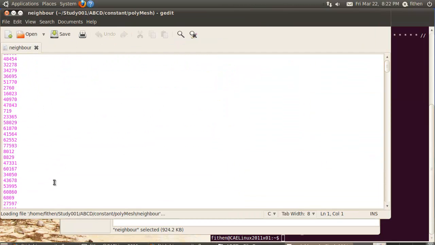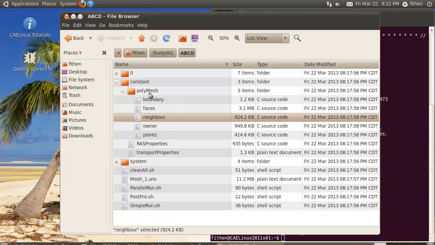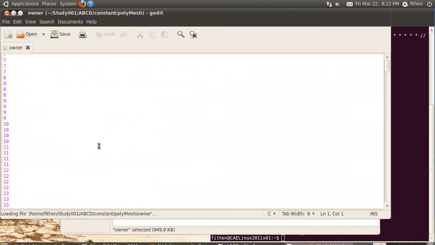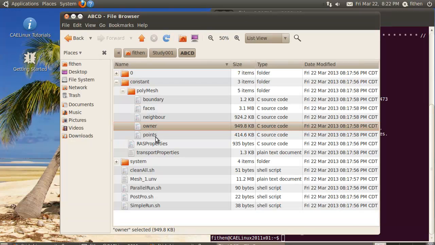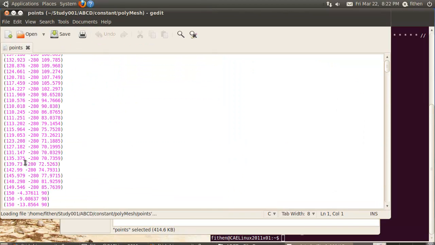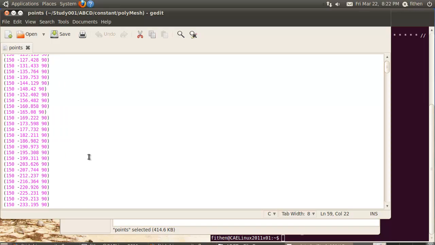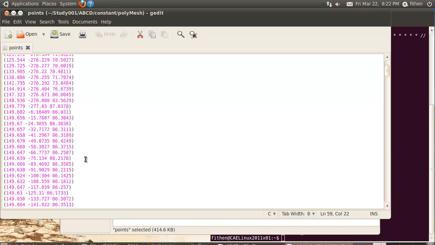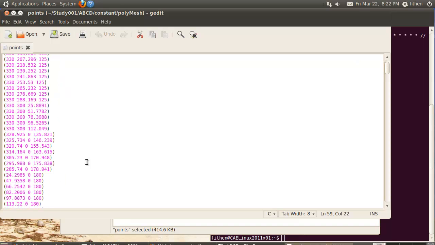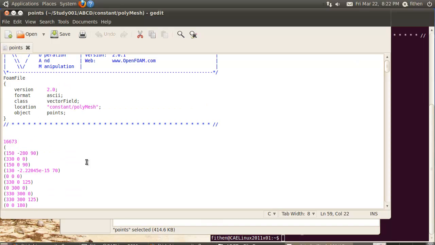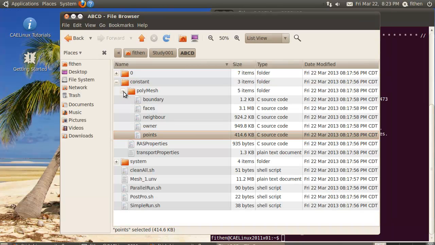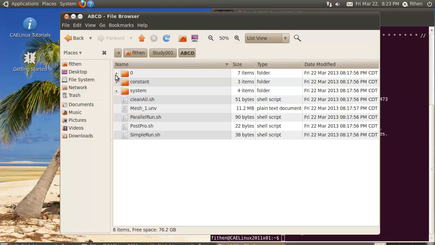Neighbors. Now these are the face neighbors. This is what's generated from that. Owner. Points, these are all the physical points. You start seeing X, Y, and Z coordinates here all the way through. So in other words, if you want to know the node, there are 16,000 plus nodes. Here's the first node, here's the second node, here's the third node, here's the fourth node, and so on and so forth. And those are the constants.